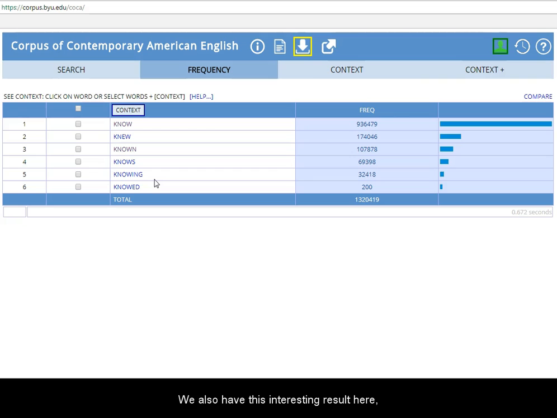We also have this interesting result here, knowed, K-N-O-W-E-D. Now, we know that prescriptively knowed would be considered ungrammatical. However, we see 188 entries in the corpus. So what's going on?